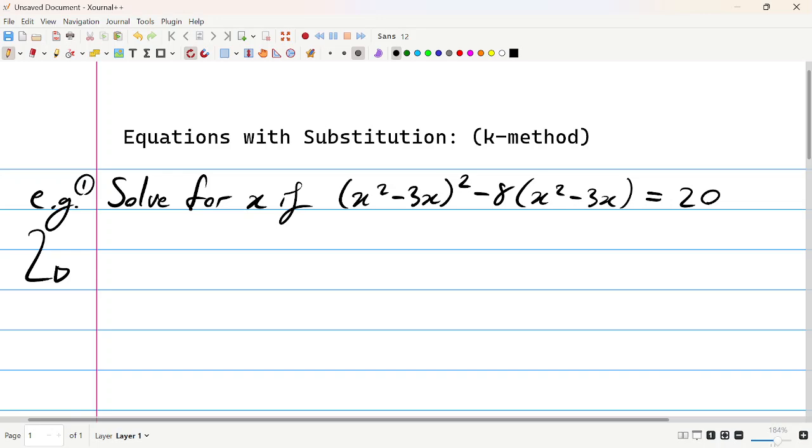What are we noticing from this equation? The question says solve for x if all of that, which I'm not going to read. So what is the actual thing? Equations with substitutions, and we call this the K method.